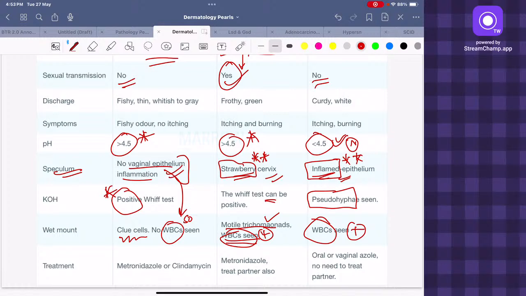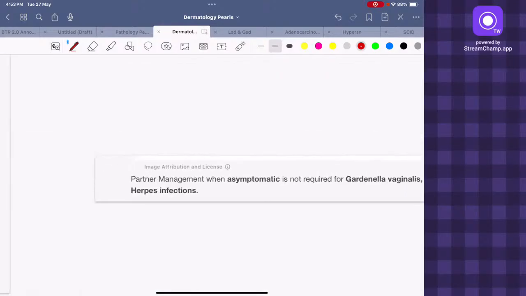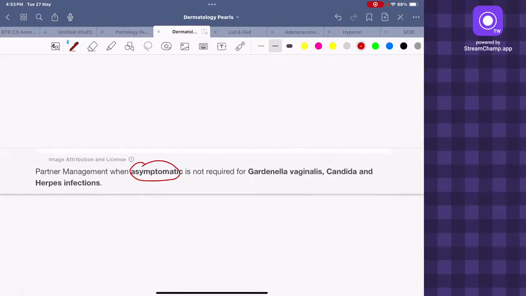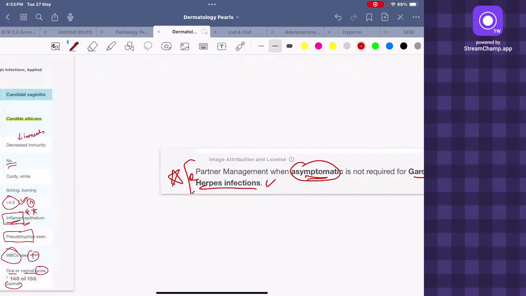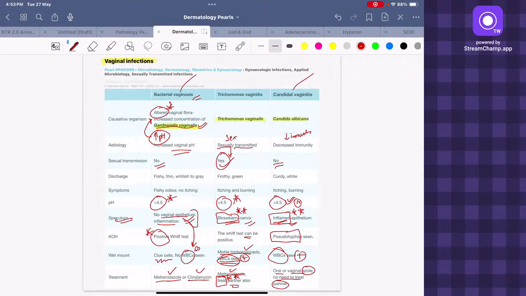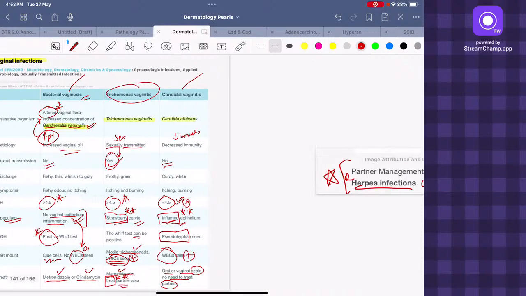For bacterial vaginosis, we give metronidazole and clindamycin. Here we give metronidazole, and here we give oral or vaginal azoles. No need to treat partners. Only in Trichomonas vaginalis we treat the partner also. So partner management when asymptomatic is not required for Gardnerella, bacterial vaginosis, Candida, and herpes infection. This is important. Herpes infection is important. So in this and this, no partner treatment. Here partner treatment is required.